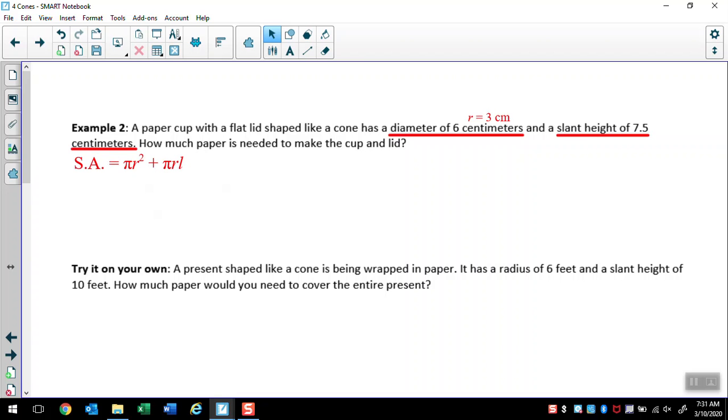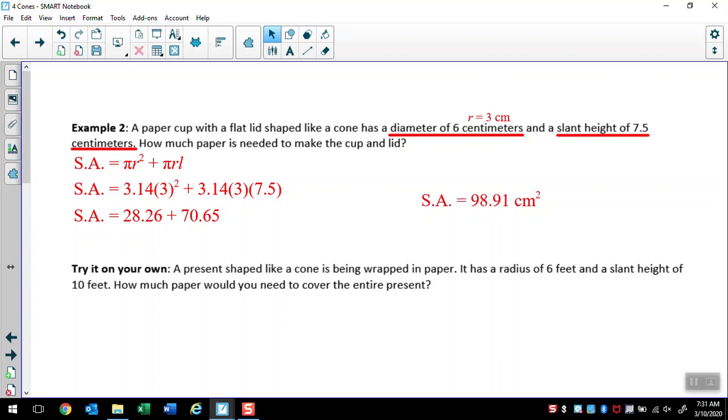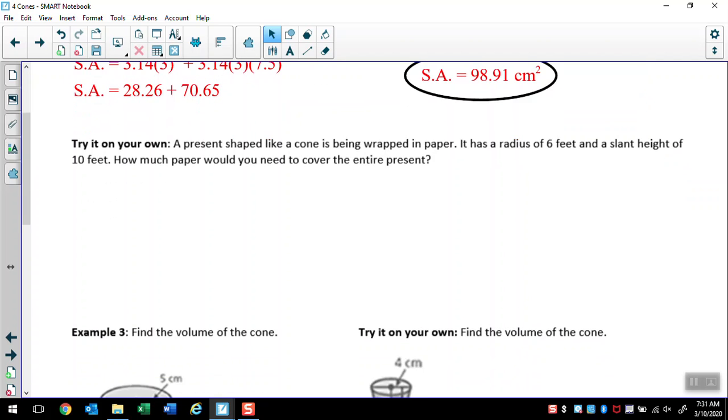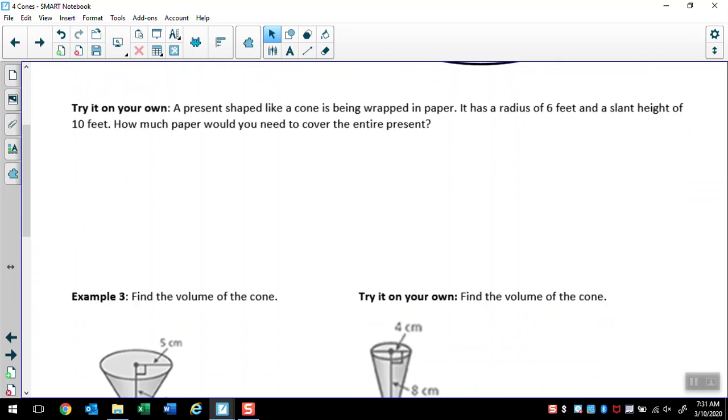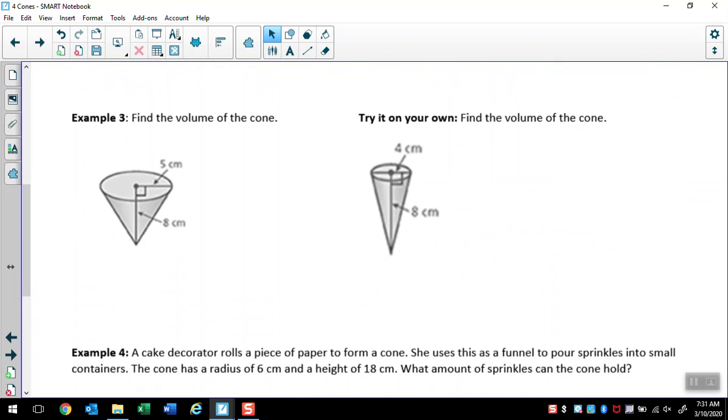So now we can go ahead and substitute that information into our formula. We can take care of the multiplication, and then we can finally do our addition. And once again, make sure you label all answers. And this one's going to be a try on your own for surface area again. All right, let's take a look at number 3.